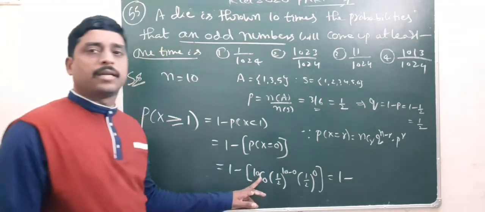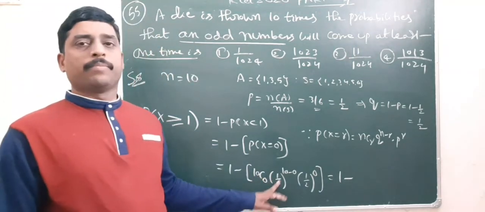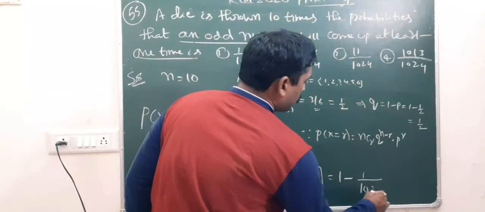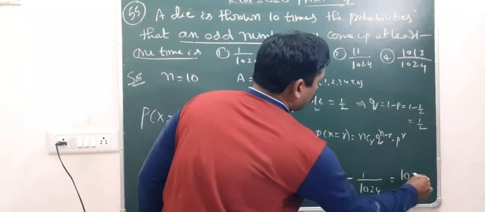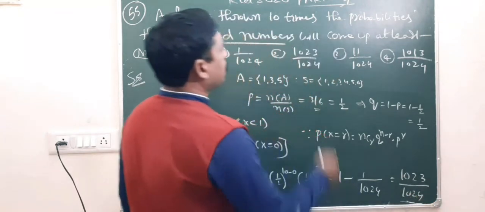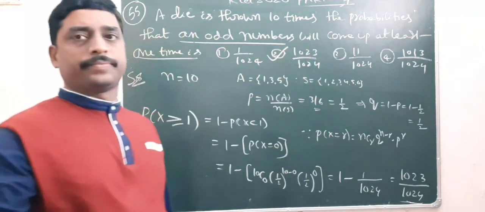This is equal to 1 minus 10C0 value 1, 1 by 2 to the power 10, this is 1. So 1 by 2 to the power 10 means 1024. So after simplification, this value is 1023 by 1024. Which option is correct? Second option is correct.